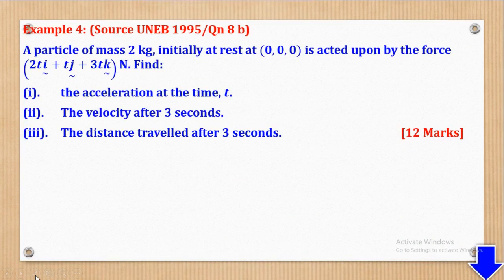So now we shall go to example 4. Example 4 came from UNEB 1995, paper 2, question 8b, and says: a particle of mass 2 kilograms initially at rest at 0, 0, 0 is acted upon by a force 2ti plus tj plus 3tk. So because F is a function of t, it implies that it is variable. Then Roman 1, they said find the acceleration at time t, Roman 2, the velocity after 3 seconds, and Roman 3, the distance traveled after 3 seconds.